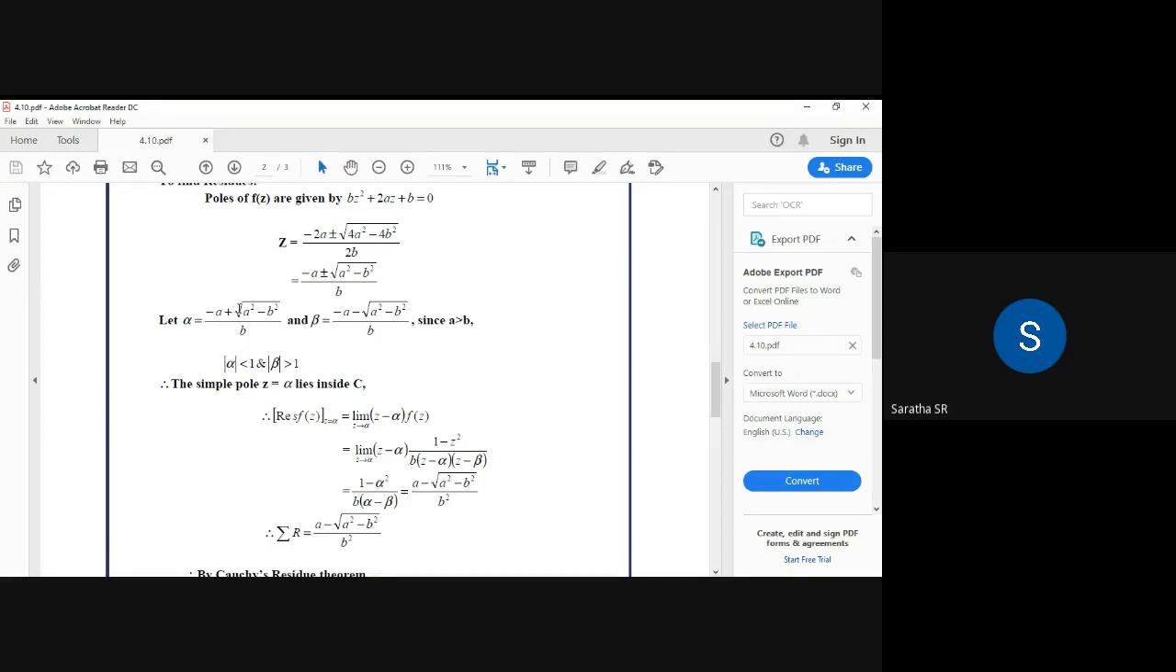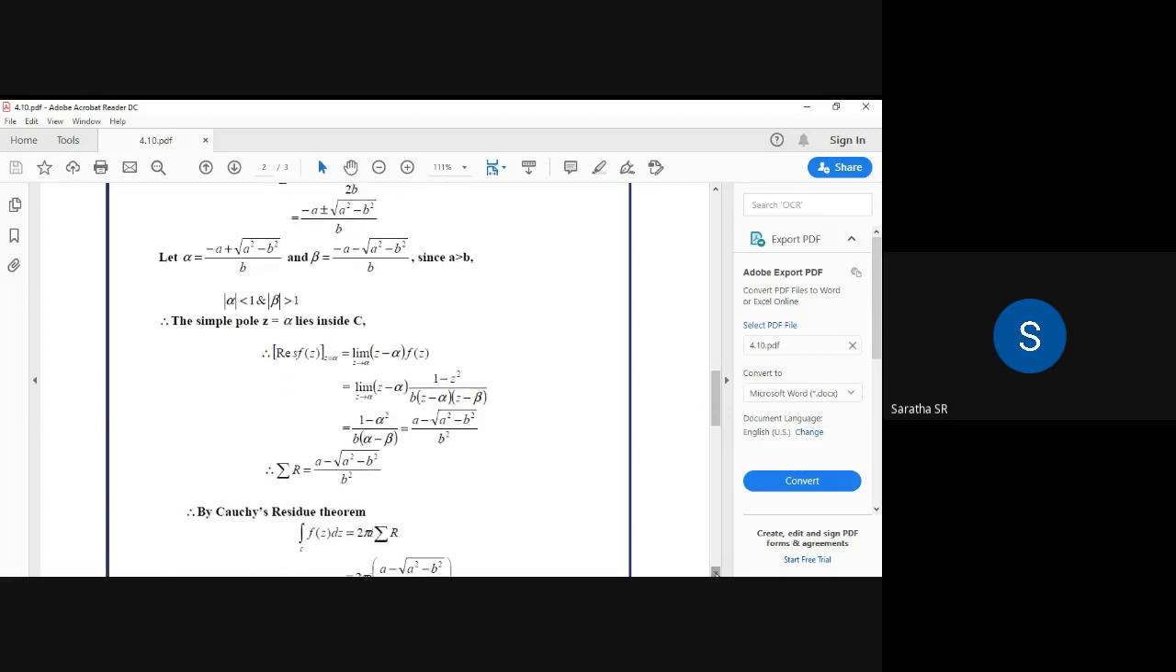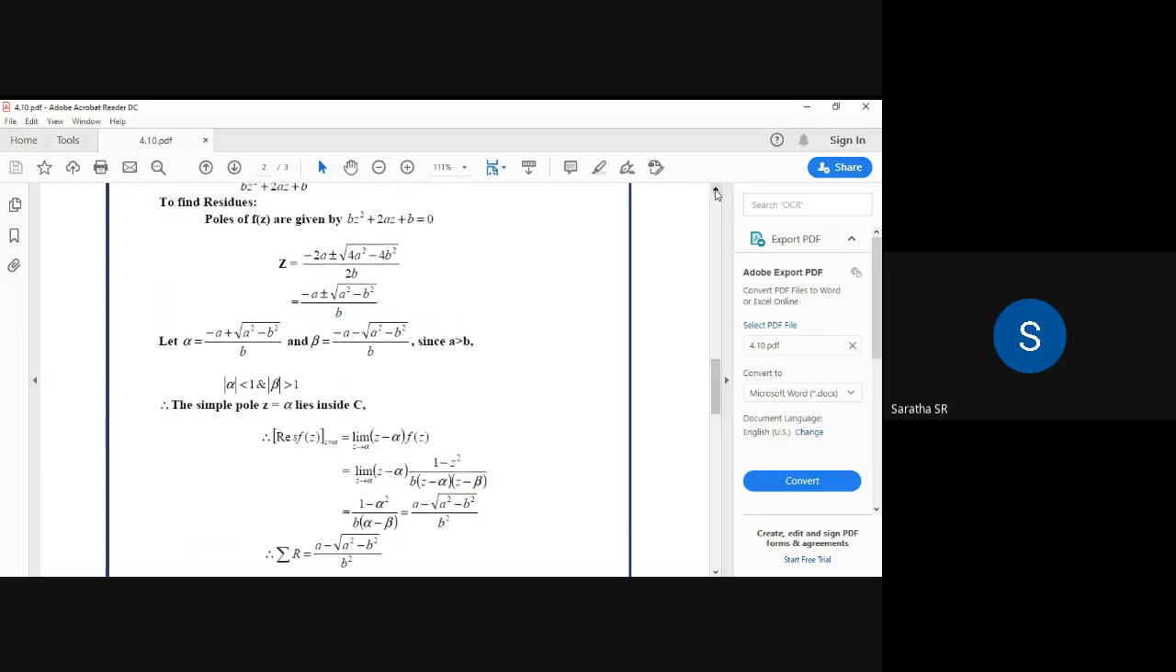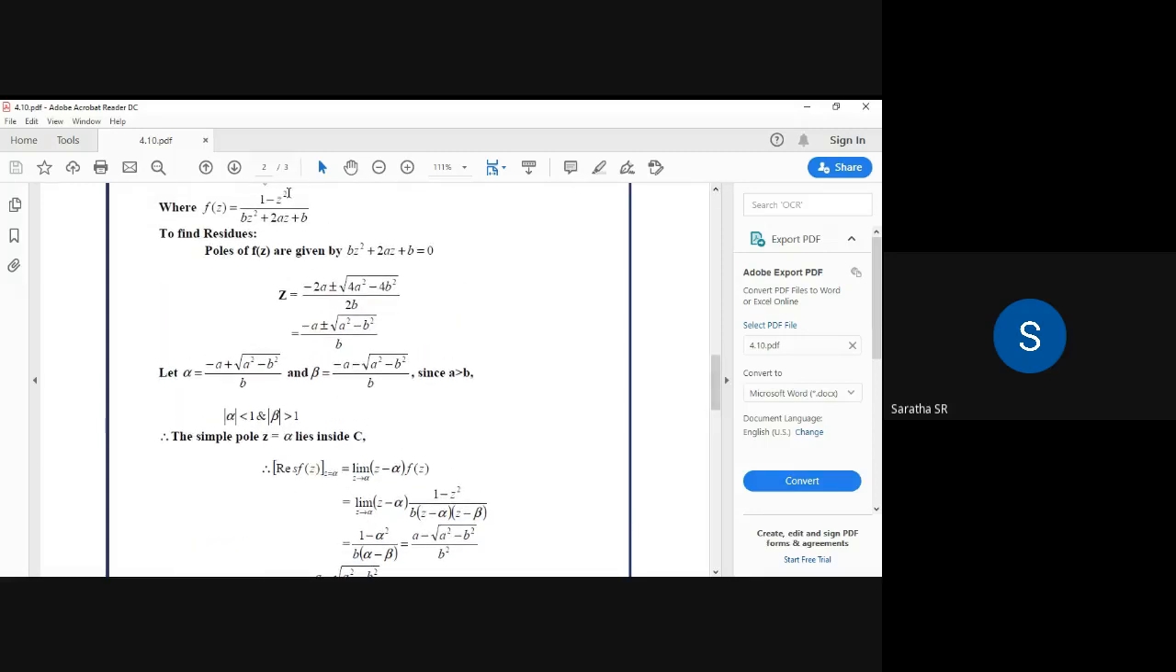If it is a simple pole, we use the formula: residue of f of z at z equal to a is the limit as z tends to a of z minus a, f of z. That is your formula. Here a is alpha, so instead of a we take alpha: z minus alpha, f of z. So we will write the problem as f of z. What is your f of z?